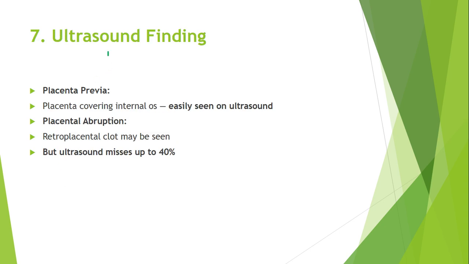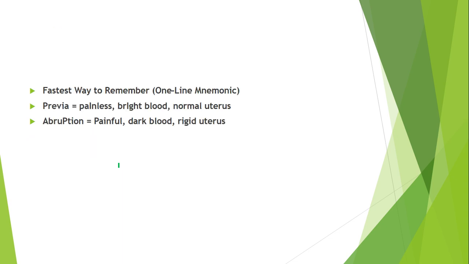So next is ultrasound findings. What are the findings in placenta previa? The placenta is usually covering the internal cervical opening, easily seen on an ultrasound. While in placenta abruption, there is a retroplacental clot which may be seen, but ultrasound misses up to 40% of all placenta abruption. So mostly you depend on the history and clinical examination here to find out.